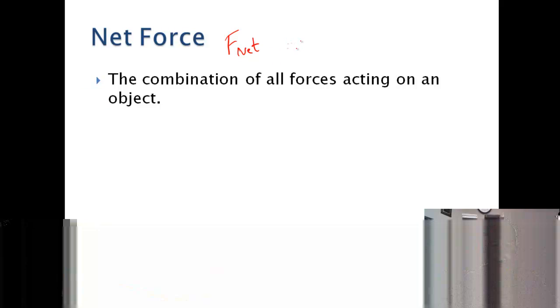When we hear the term net force, what we're saying is the combination of all the forces acting on an object, the sum of all forces. You see this written as F net. You also see this written as sigma F, sigma standing for the sum of all the forces. Only a net force changes an object's velocity. Individual forces are balanced out by other forces.